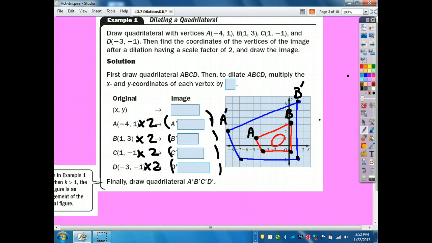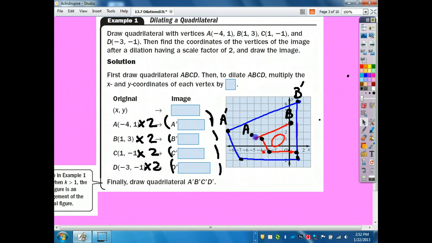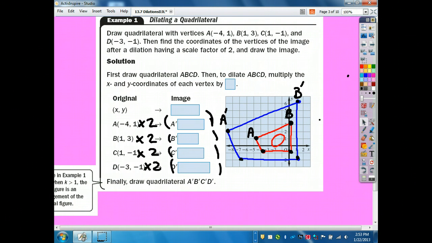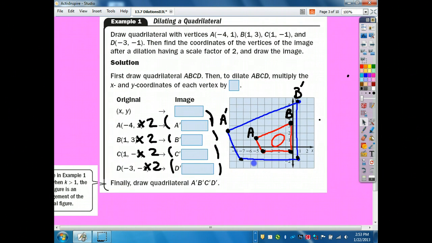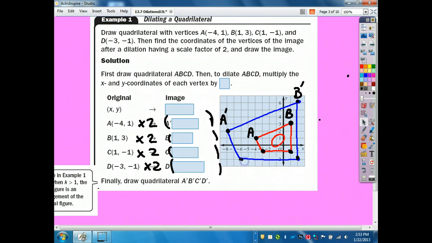Looks like my original got moved a little bit, didn't it? Something got moved. Maybe it was the graph. Was the graph that got moved? There we go, that's better. My graph got moved off a little bit.